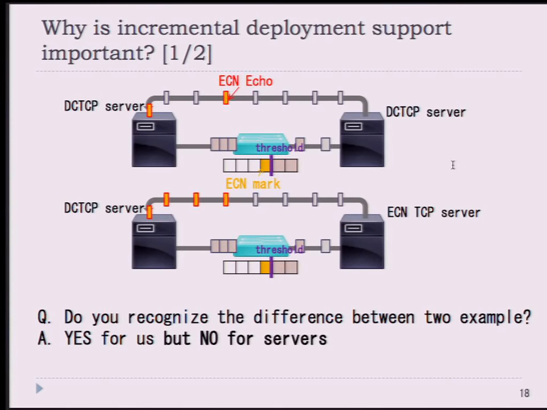So look at this picture. Can you recognize the difference between the two pictures? In the top figure, both servers use DCTCP. In the bottom figure, one server uses DCTCP, and the other server uses ECN with TCP. We can recognize the difference between the two, but for the servers, there is none. They both use ECN, and they somehow behave like TCP for congestion. So they don't recognize the difference.